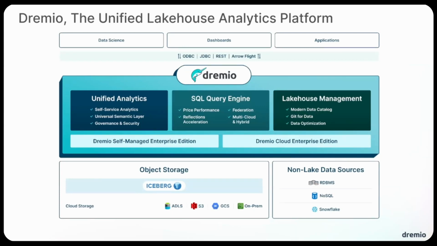So being able to manage that lakehouse so that way it just works is a big part of what Dremio brings to the table with its lakehouse management features, providing you a modern data catalog with Git for data features along with automatic table optimization. So that way those tables are always crisp, always fast when they're queried. And again, this platform can be brought to you either through a self-managed Kubernetes deployment or through a cloud-managed SaaS deployment.